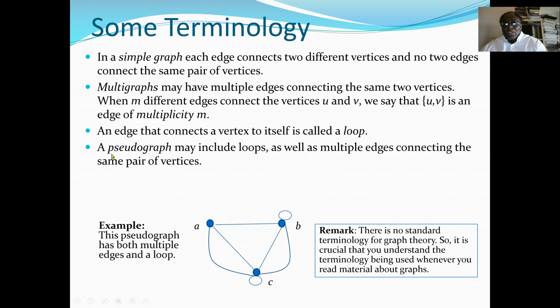Also, a pseudograph is another type of graph. A pseudograph means a graph that includes loops as well as multiple edges connecting the same pair of vertices. The example diagram we have here is a pseudograph, because first it consists of a loop, and secondly, it consists of multiple edges connecting the same two vertices. So a pseudograph may include loops as well as multiple edges connecting the same pair of vertices.